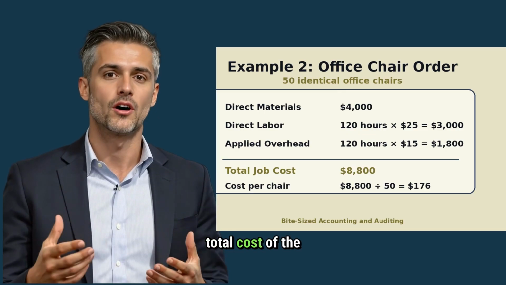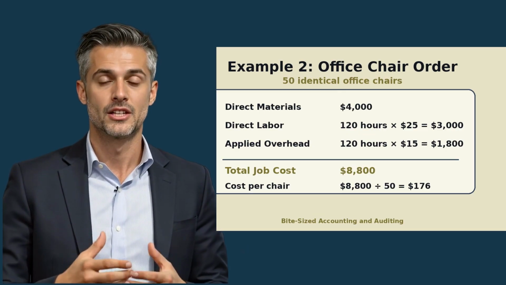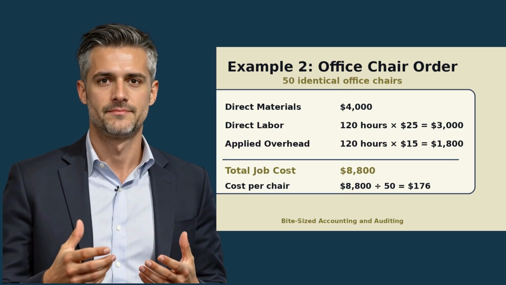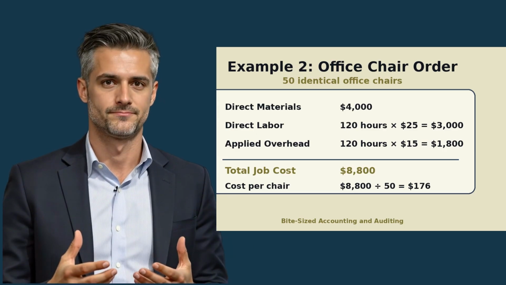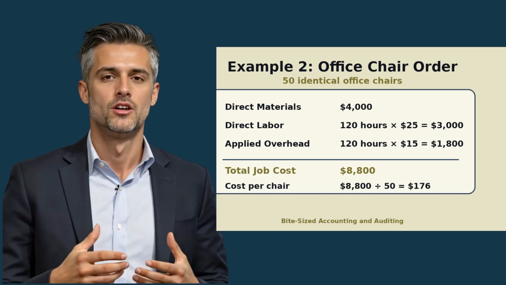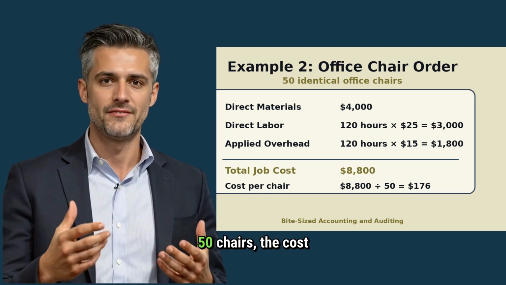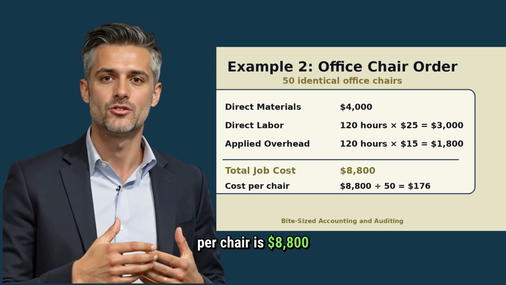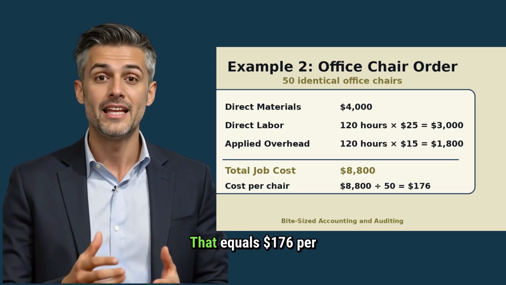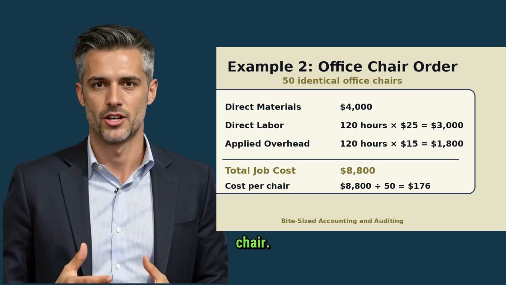Now let's calculate the total cost of the office chair job. Direct materials, $4,000. Direct labor, $3,000. Applied overhead, $2,800. Total job cost equals $8,800. Since the job includes 50 chairs, the cost per chair is $8,800 divided by 50. That equals $176 per chair.